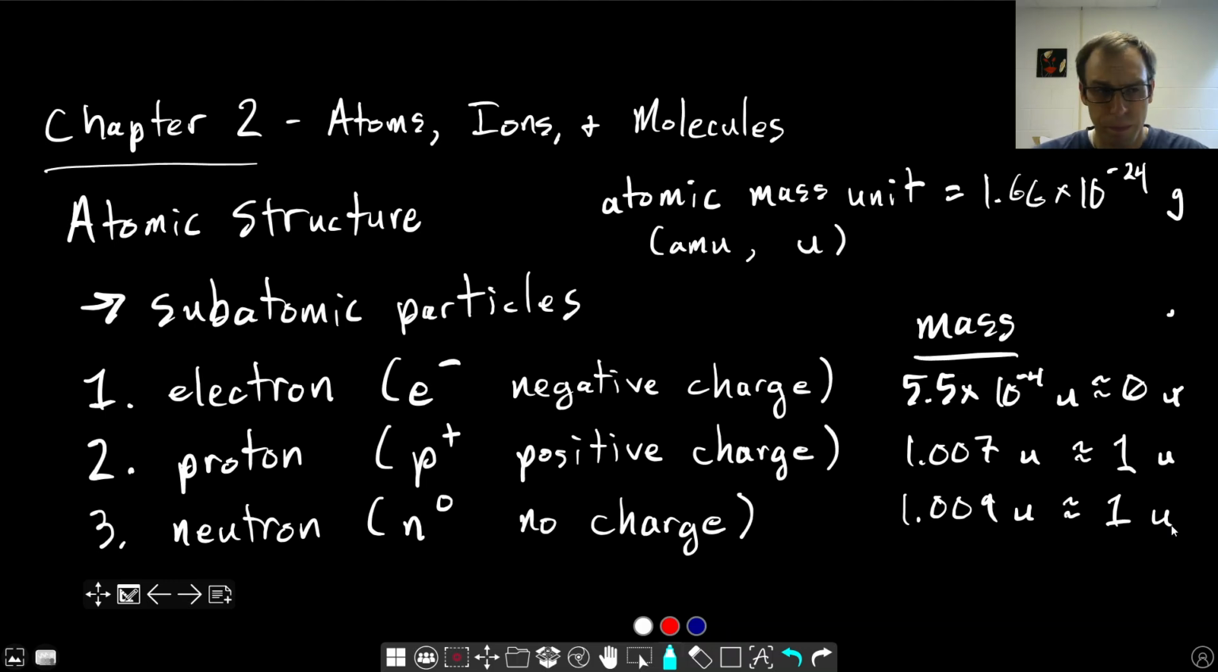Okay, so we've established that we have this set of subatomic particles. In the next video, we'll talk about how these different types of particles fit together in an atom. So what does an atom look like?